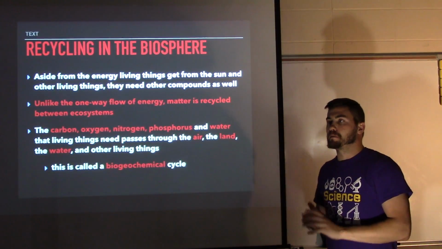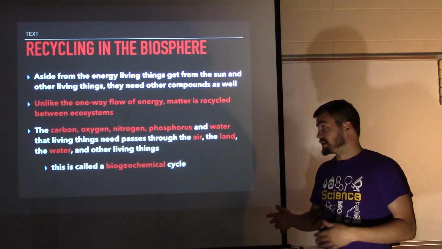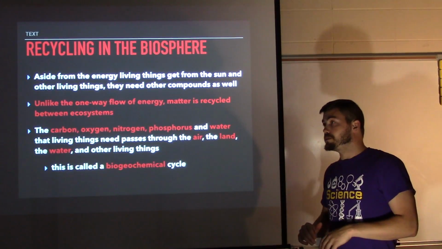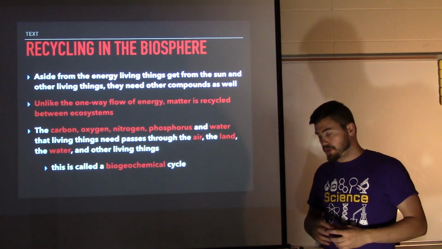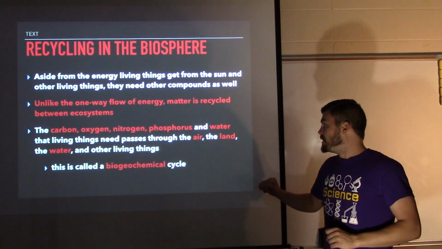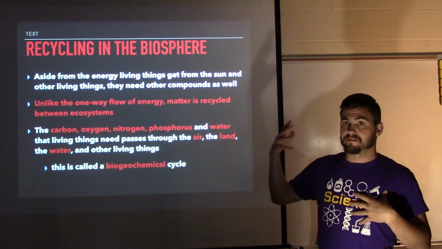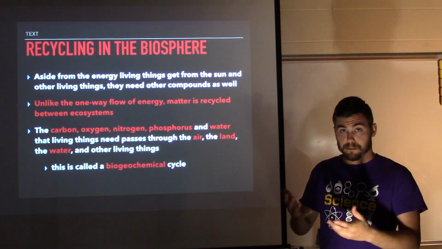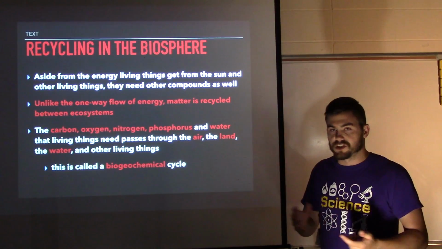So we call these biogeochemical cycles. Bio because it's life and living things take in all this matter. Geo because it's also interacting with the physical earth. So from my living cells, I give off carbon dioxide, water that can go into the atmosphere and then become part of the planet. And then chemical because, well, these are chemical changes going on.